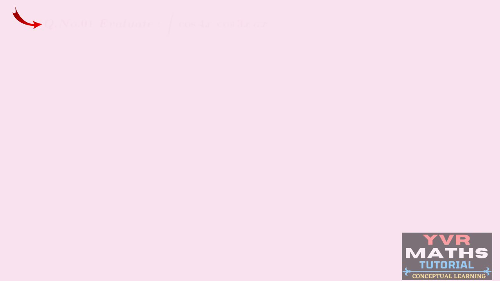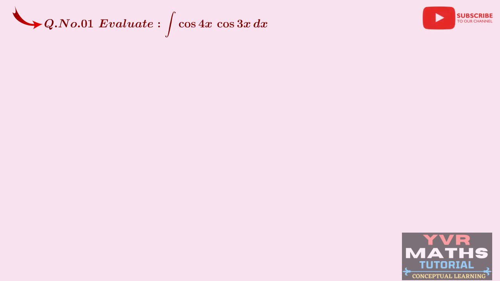Question number 1. Evaluate integral cos 4x into cos 3x dx. In this question, the given integrand is in the form of cos mx into cos nx form. So what is m here? m is 4 and what is n? n is 3. So let us discuss the solution of this one.